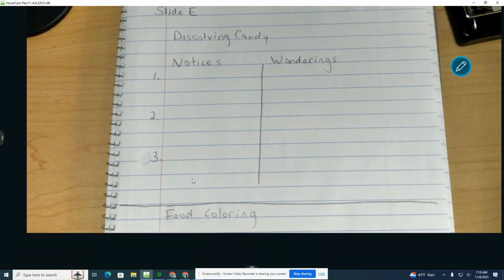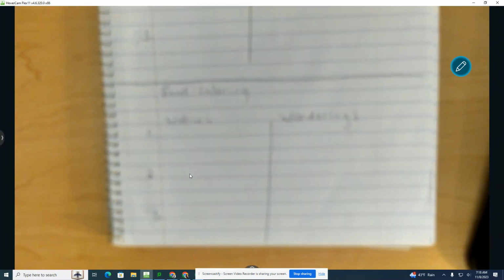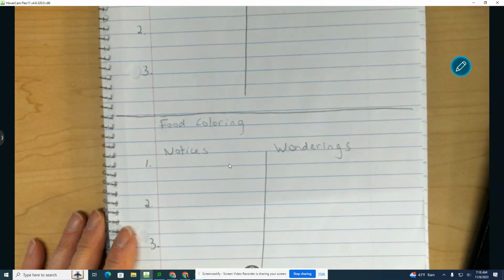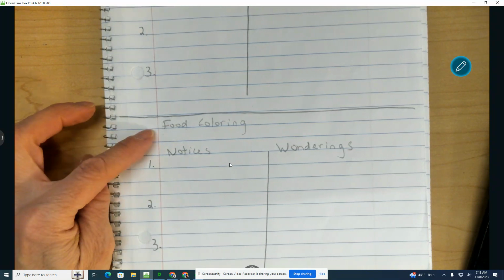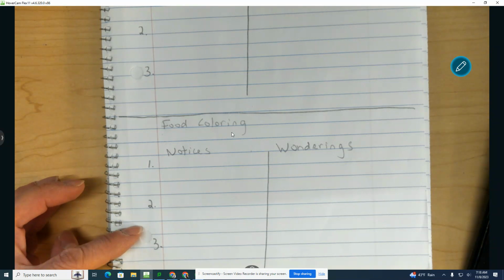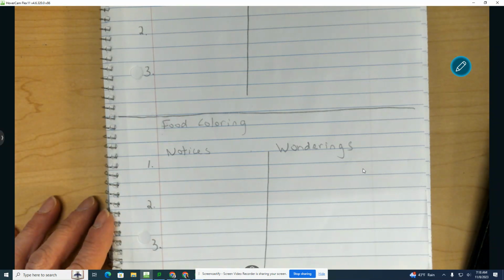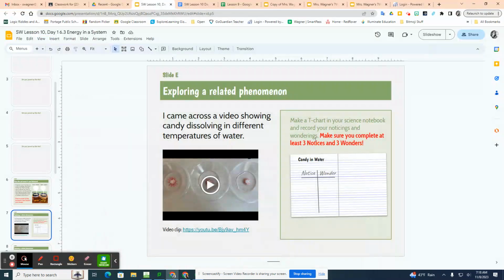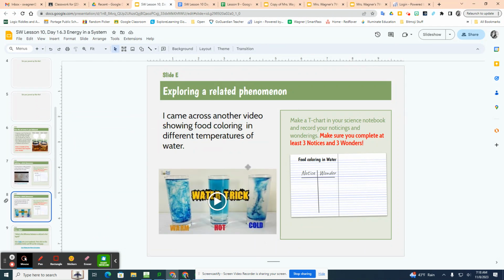Okay. Then you will also see another video in another slide, so you'll go to the next slide, and you're going to watch a short video on what's going on with food coloring. And again, what do you notice about that food coloring, and what do we wonder about that food coloring? So there's the candy dissolving, and there is the food coloring.